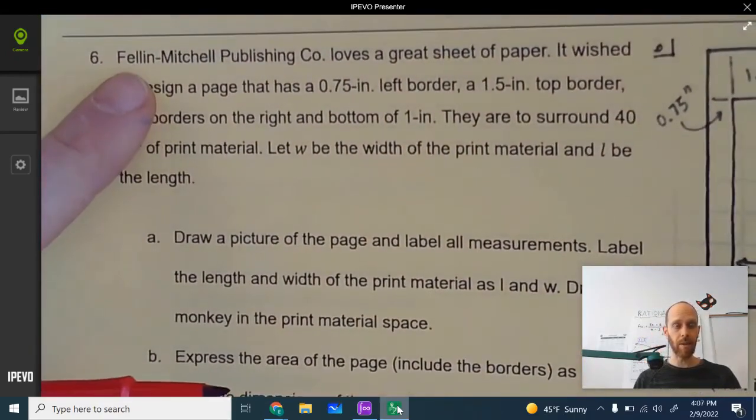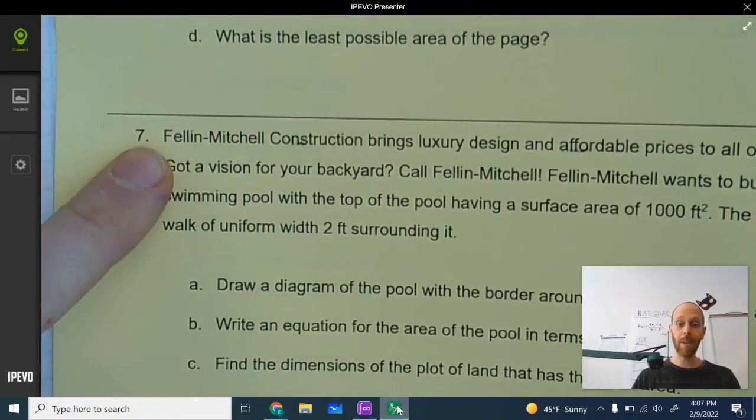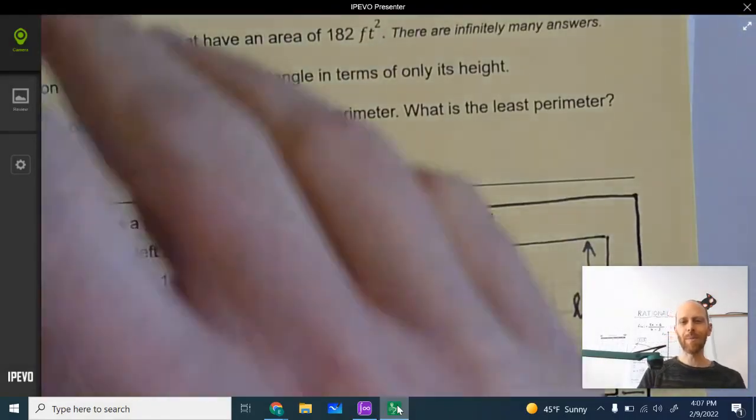Okay. So I've done number 4 and number 5 with you. I now want you to sit down and do number 6 and number 7. And then you're all done with applications.